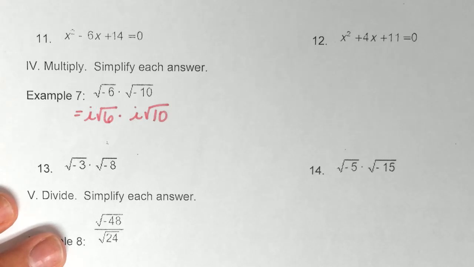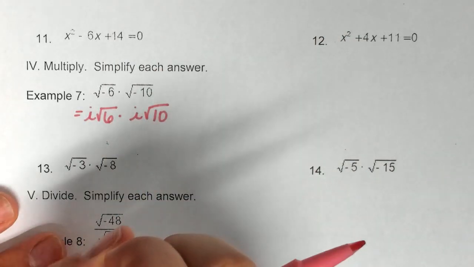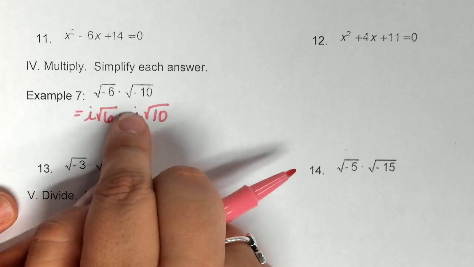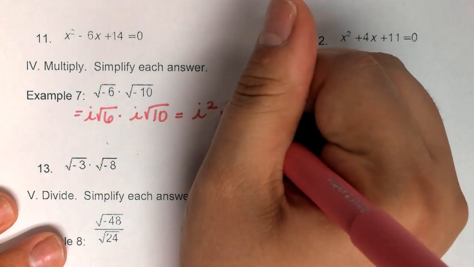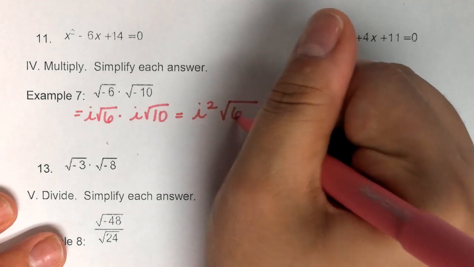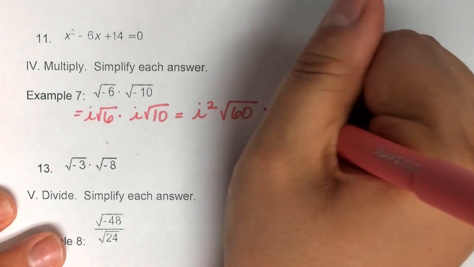Because what's negative 6 times negative 10? Just 60, and the negatives go away. But is that what's going to happen here? What is i times i? i squared. And what's 6 times 10? 60. What perfect square does 60 divide by? 4.